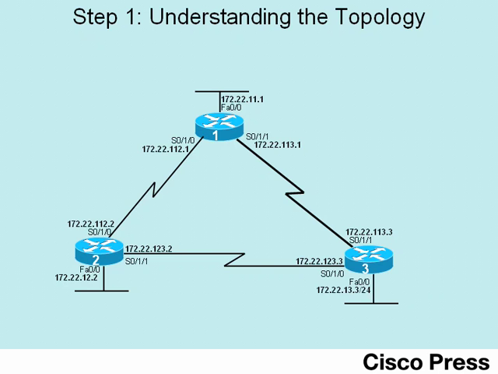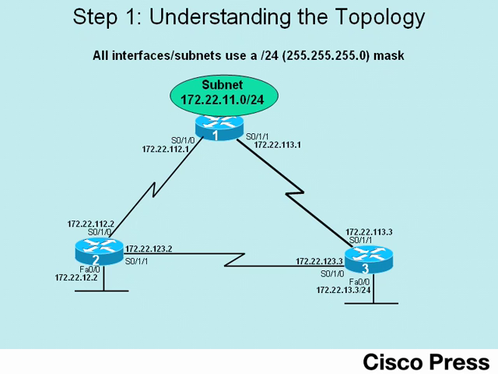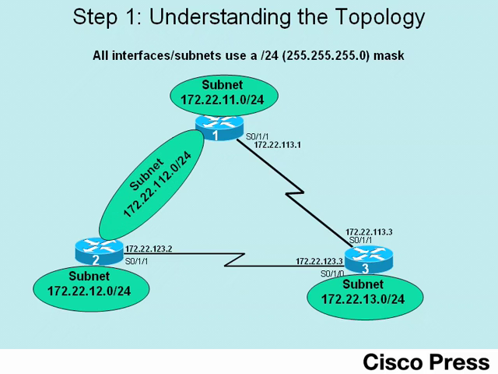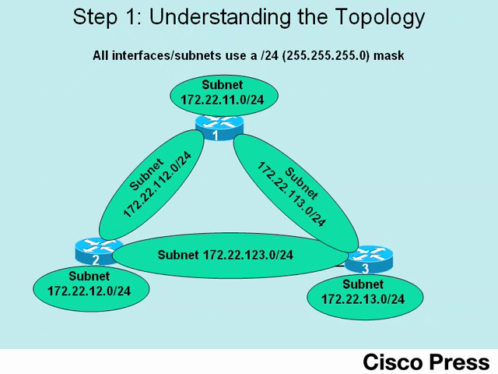Next, consider the subnets shown in this figure. This figure will have 6 subnets, and each subnet happens to use a mask of 255.255.255.0. That way the math will be pretty easy and you can focus on the RIP configuration. So in this case, notice the LAN subnets will be 172.22.11, 12, and 13 as shown here, and the 3 serial links will have subnets 172.22.112, 113, and 123. Once RIP is configured and up and working on all 3 routers, each router will have routes to reach all 6 of these subnets.